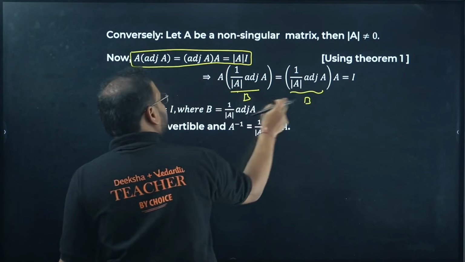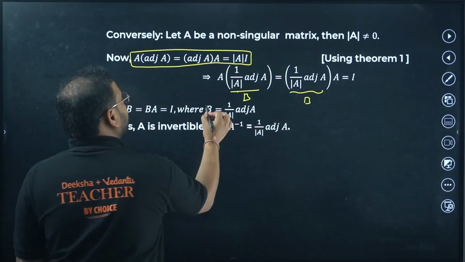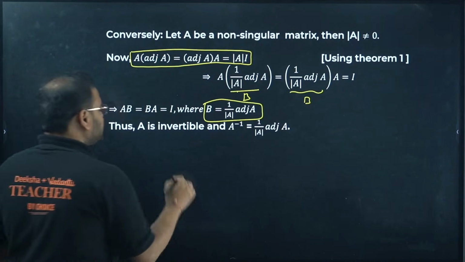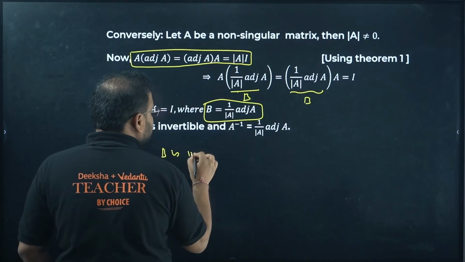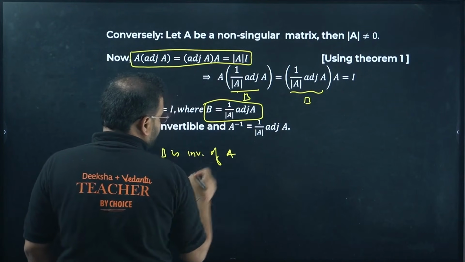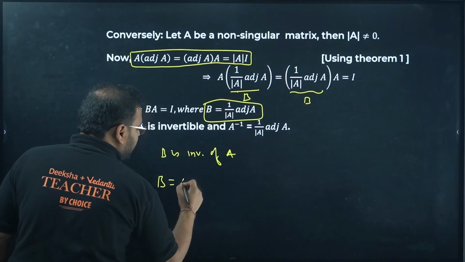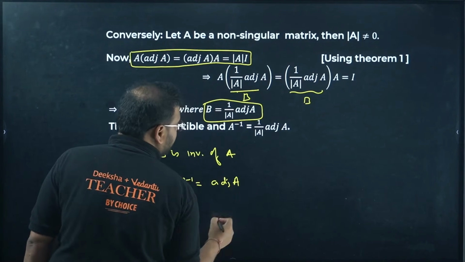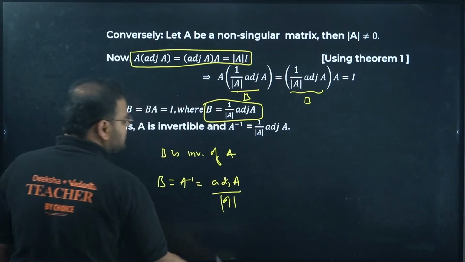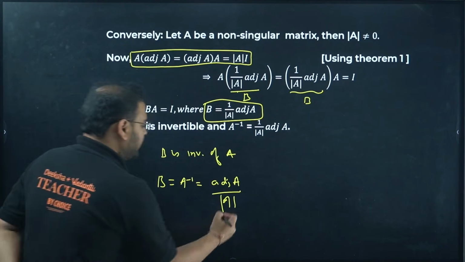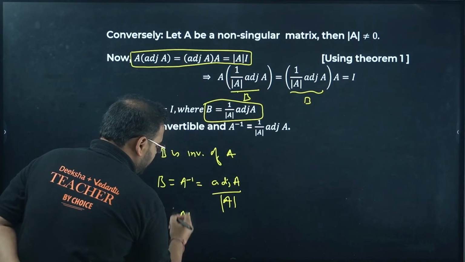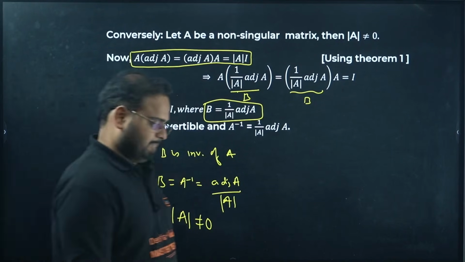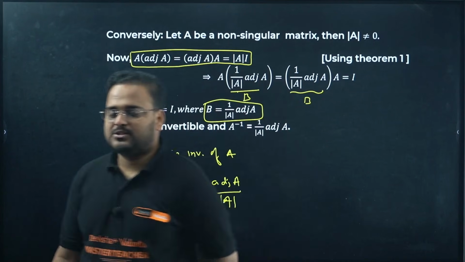Check here. AB equals BA equals I. AB means the value of B is coming as adjoint of A by determinant of A. And I mentioned B is the inverse of A. I can write this B as A inverse, and what is the formula for B? Adjoint of A by determinant of A. And as you can see clearly over here, determinant of A comes in the denominator, then of course determinant of A is a scalar value and cannot be equal to 0. That's it. Please check.